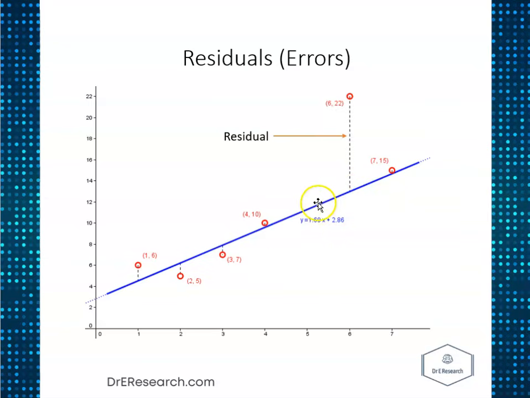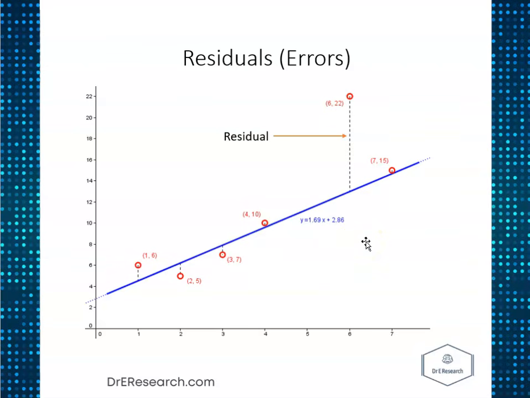We could, if we were looking at the infinite possibility of all possible lines that could fit through these points, say, let's take the line so that the sum of all of these values is the smallest. Well, that doesn't really work because some of them are positive and some of them are negative, and they'll add up and cancel each other out to 0.